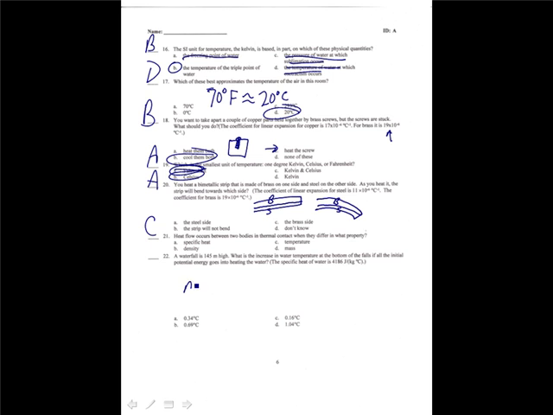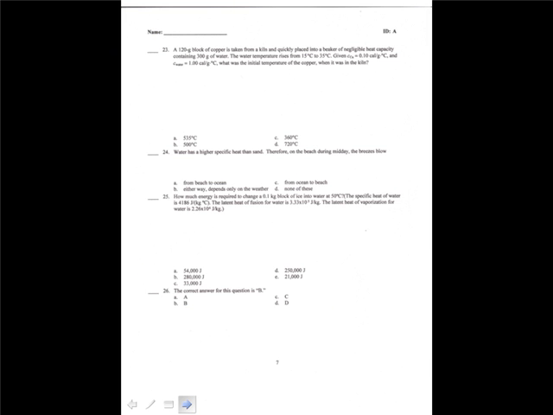A waterfall is 145 meters high. What is the increase in temperature at the bottom of the falls if all the initial potential energy goes into heating the water? So your potential energy goes into heating the water. Your masses cancel here. We want to know what delta T is. That's gh over c, which gives me an answer of 0.34 degrees Celsius. That is A.